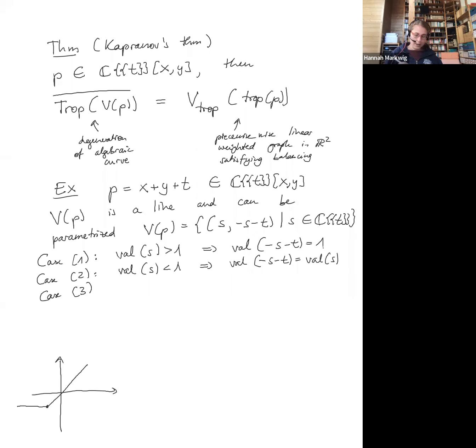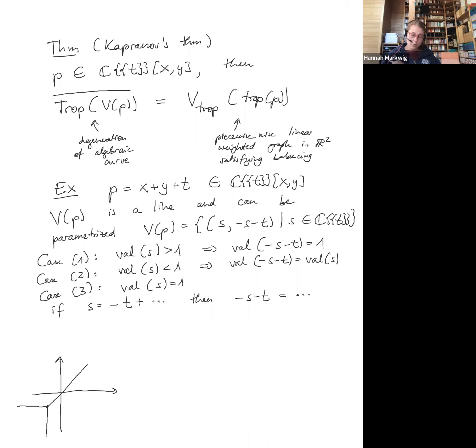And case 3, finally, what if the valuation of s is equal to 1? Then it is possible that s starts with minus t plus some higher order terms, right? And then minus s minus t is just, well, the higher order terms, whatever they are. So that means the valuation of s is now going to be 1, respectively minus 1 is minus 1. And the valuation of the second component, which is minus s minus t, is anything bigger. So we obtain a downwards ray looking like this.